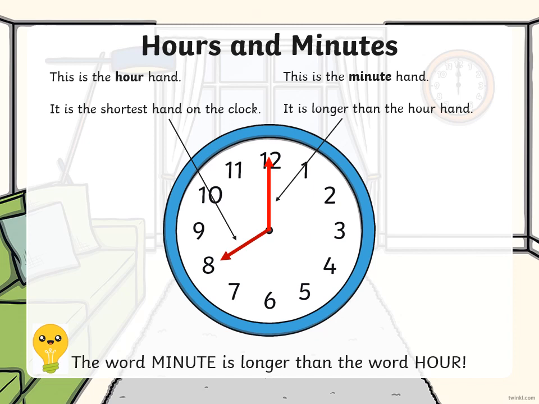Now, Mrs. Sig has a special trick for remembering which hand is which. The word minute is longer than the word hour. So the minute hand is longer than the hour hand. I've always thought that was a pretty clever way to remember.